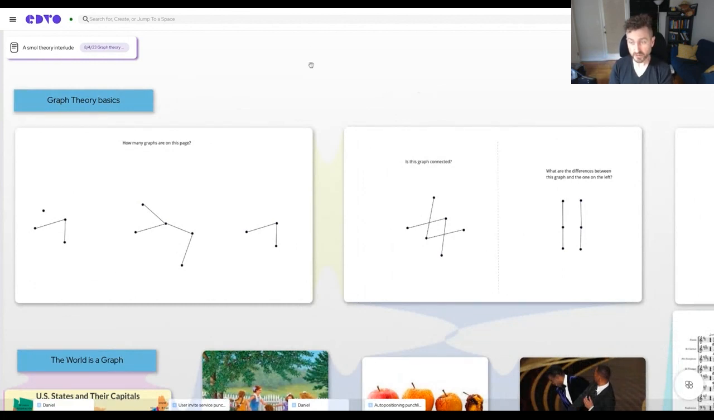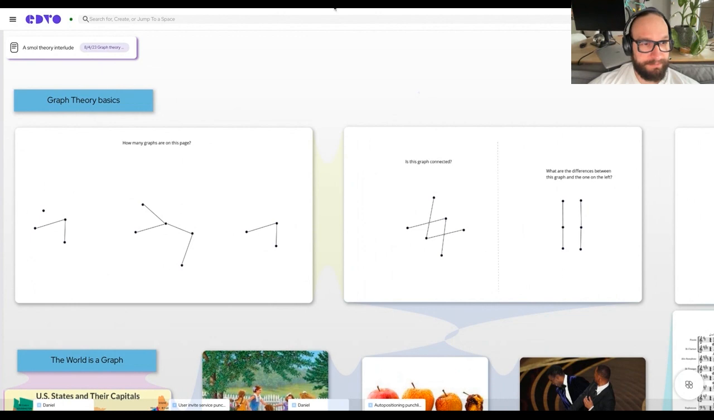So are there any questions before I go too much deeper into the graph theory basics? Like any questions about what I've talked about so far? Nope, so far so good. Okay.